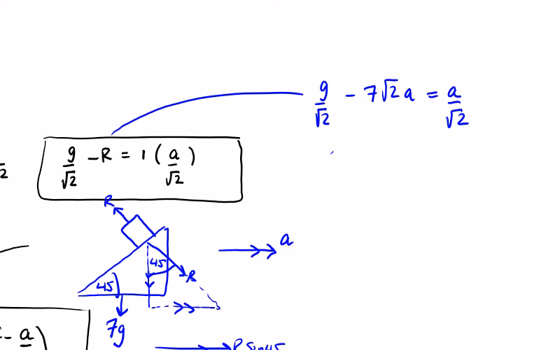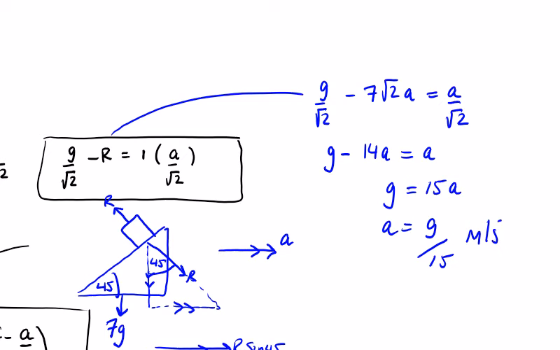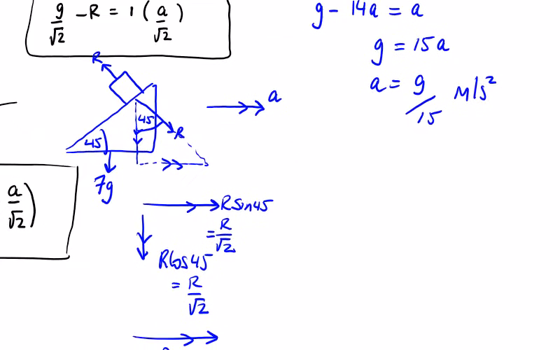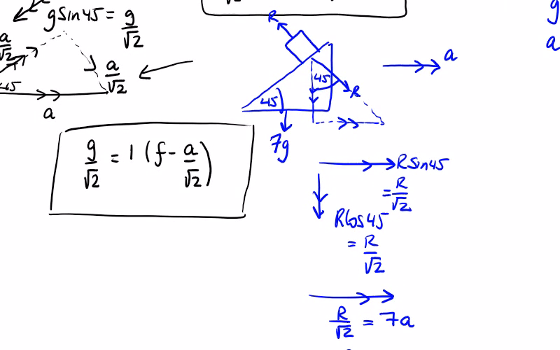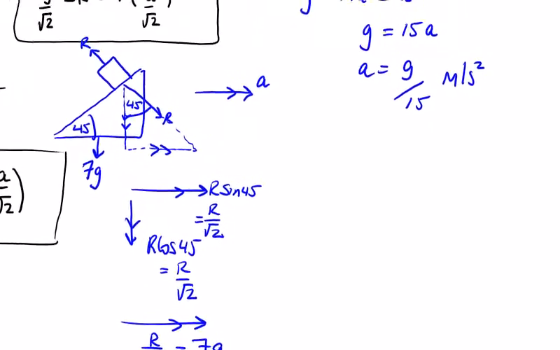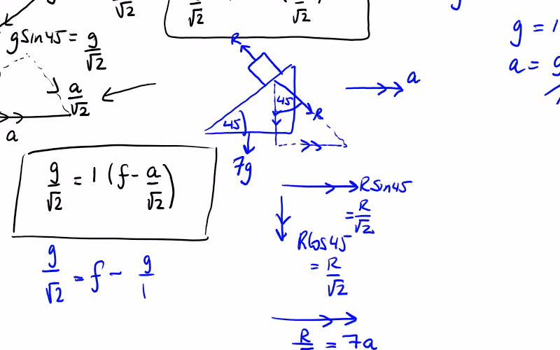Okay, let's multiply by root 2 to get g minus 7 by root 2 by root 2, which is 7 by 2, so 14A is equal to A. So g is equal to 15A, so my A is equal to g over 15 meters per second squared. We need to sub back in g over 15 to find F. g over root 2 is equal to F minus A over root 2, so A is g over 15, divided by root 2, so the root 2 goes on the bottom.